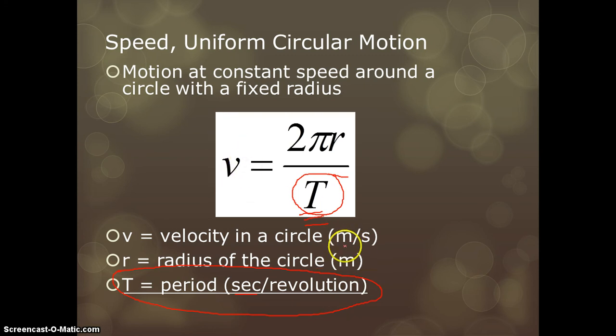Velocity, still meters per second. R is the radius of the circle. So circular velocity is given by 2 pi r divided by the period.